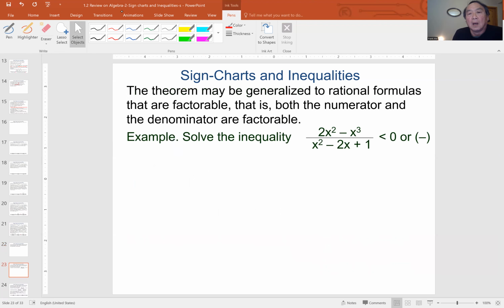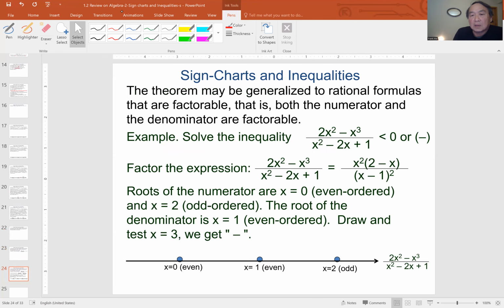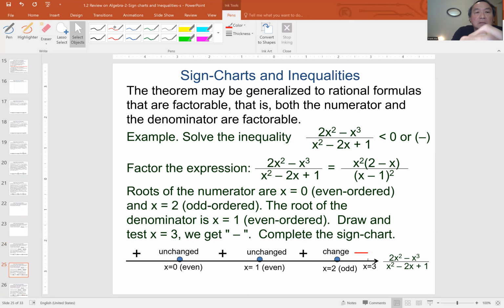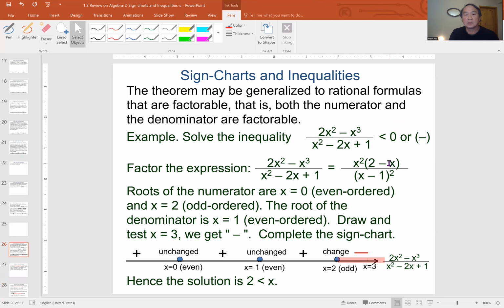And we use that to solve inequalities. We make the sign chart of this formula, and then we want the inequality less than 0, which means we want the negative parts. Therefore, the answer is right here. So that's how we solve inequalities using a sign chart.